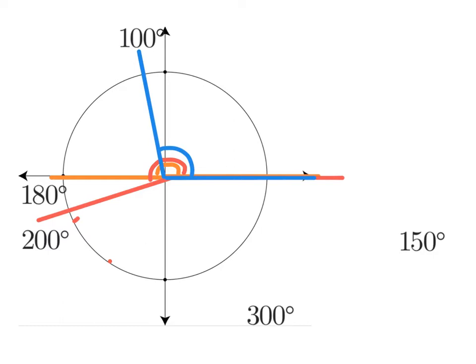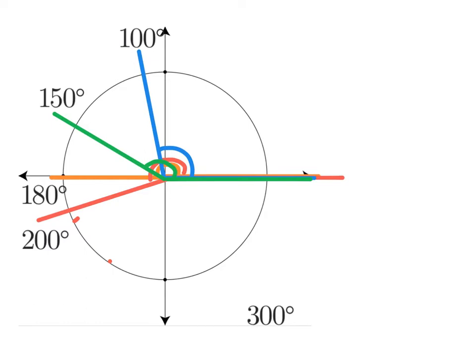150 degrees would be halfway between that 100 and 200. So again, we would still need our initial side as the positive x-axis, and then go about halfway between 100 and 200, or 30 degrees less than the 180. And that is where our 150 degree angle would be. Marking it right here.